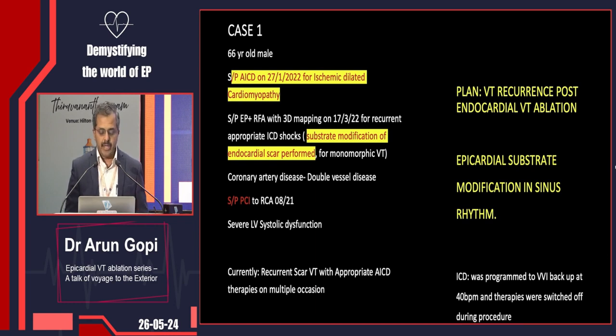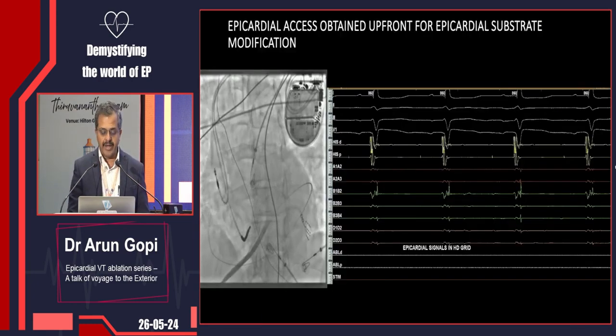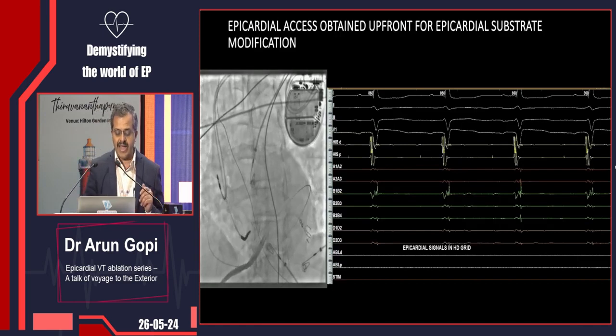One year down the line, he was asymptomatic. Subsequently, he again started to have repeated episodes of ICD therapy. So this is a recurrence of VT after an endocardial ablation, and we were prepared for an epicardial access upfront. This is the ICD log showing numerous therapies delivered, and so we go with an epicardial access upfront.